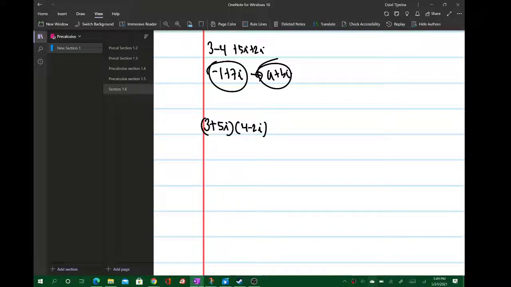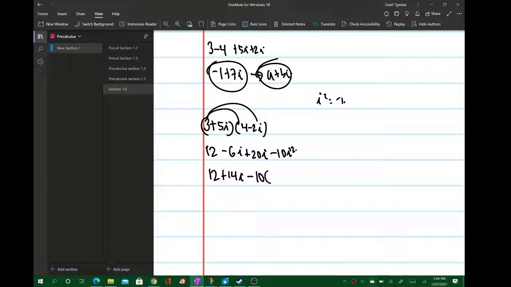So when you do this, you say 3 times 4, that's 12, minus 6i plus 20i, and then minus 10i squared. Now remember, i squared is negative 1, so you're going to say 12, and then negative 6i plus 20i, that's 14i. And then i squared is negative 1, so you're going to say minus 10 times negative 1.